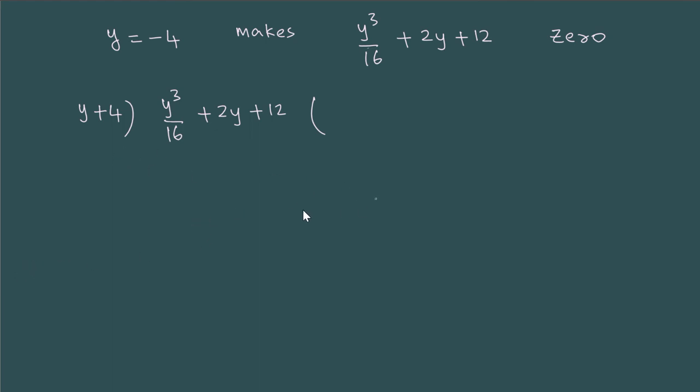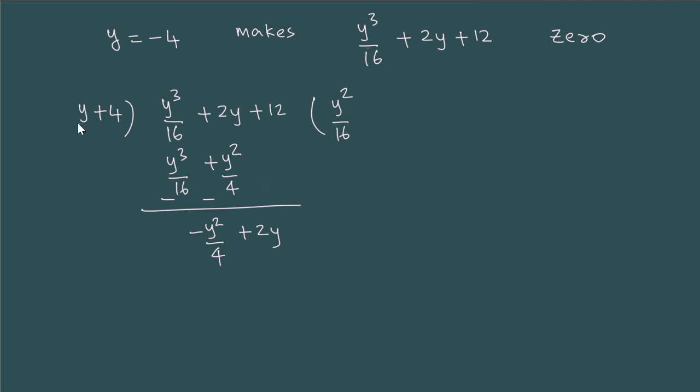Okay, so now let us do this synthetic division. I think it is fun doing it this way. What should I multiply with y to get y cube by 16? I will multiply y square by 16. So I have y cube by 16, and then take this 4 and multiply with this y square by 16. So we get y square by 4, and then you subtract these terms. So this disappears, and then we have minus y square by 4. I think you borrow the next term, which is plus 2y. And then again, how do I get minus y square by 4? I need to multiply y with y by 4.